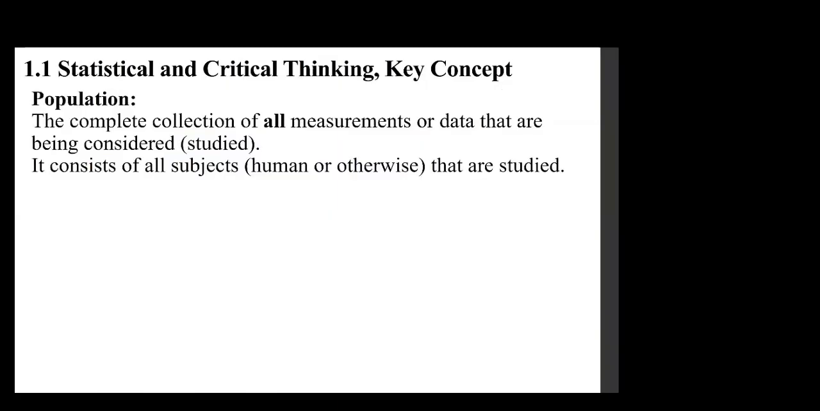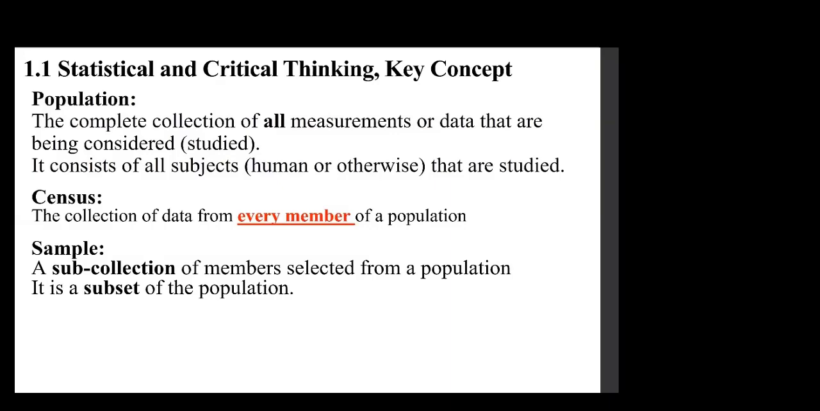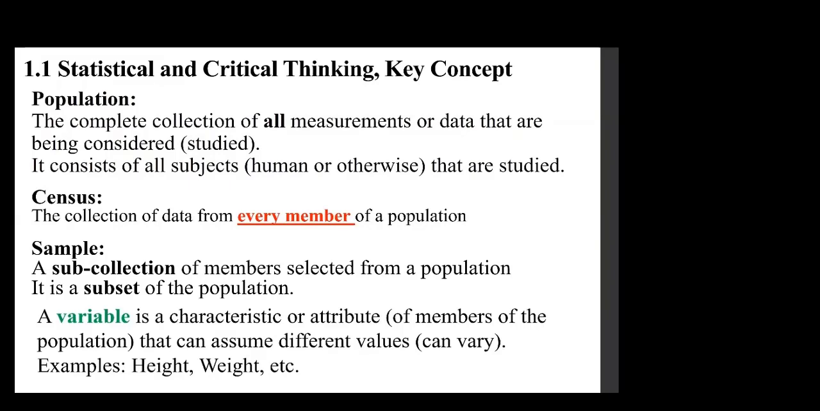Population, the complete collection of all measurements or data that are being considered or studied. It consists of all subjects, human or otherwise, that are studied. Census, the collection of data from every member of the population. A sub-collection of members selected from a population is a subset of the population. A variable is a characteristic or attribute of members of the population that can assume different values or can vary. Examples are height, weight, etc.